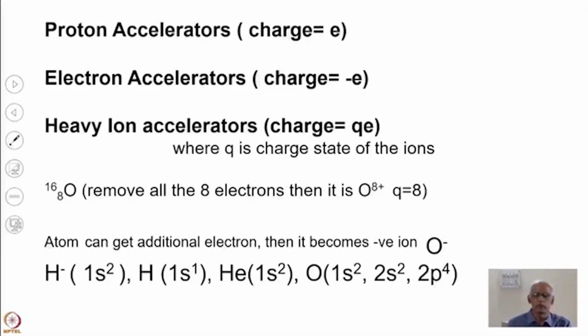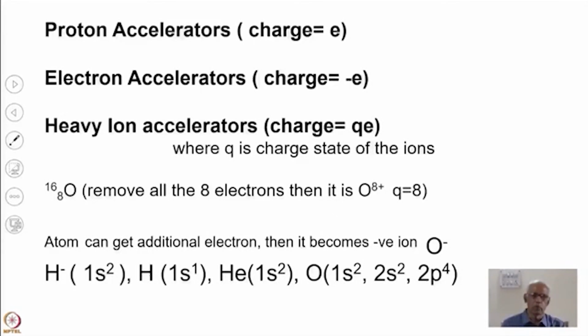Proton accelerators use charge which is plus. Electron accelerators use charge which is minus. Heavy ions will depend on the charge state. Now, at this moment, I would like to point out that in the case of negative ions, only singly negative ions have been obtained. A lot of experiments have been done to see if doubly negative ions or multiple negative ions can be formed, and it has not been successful.